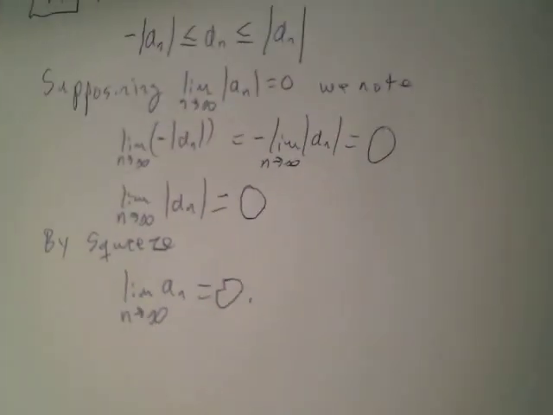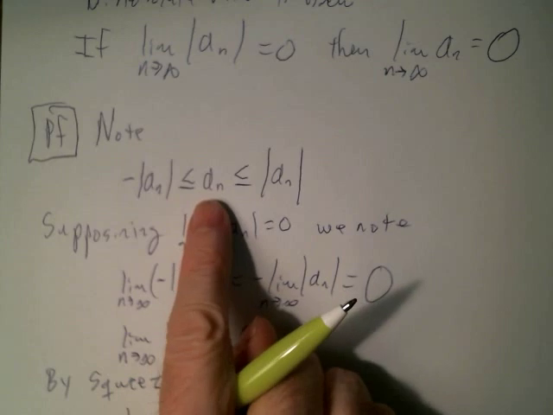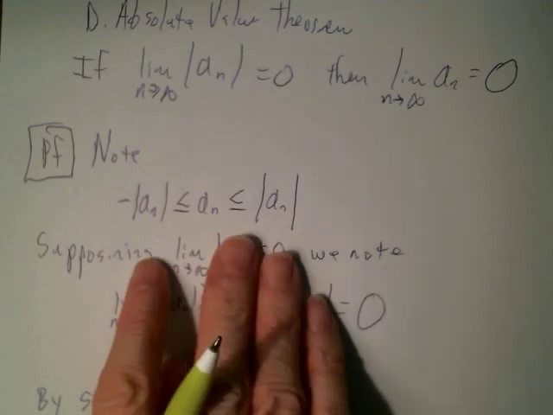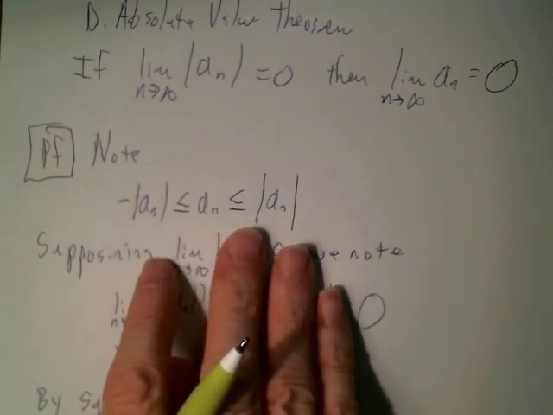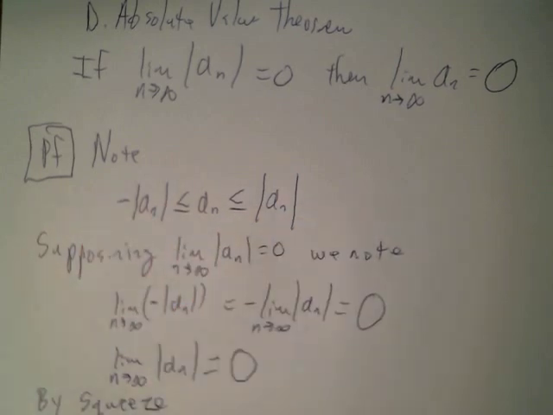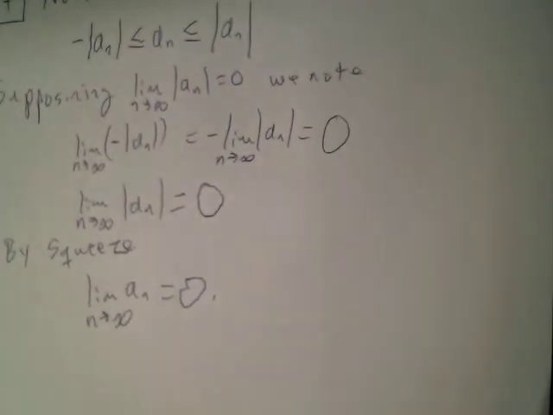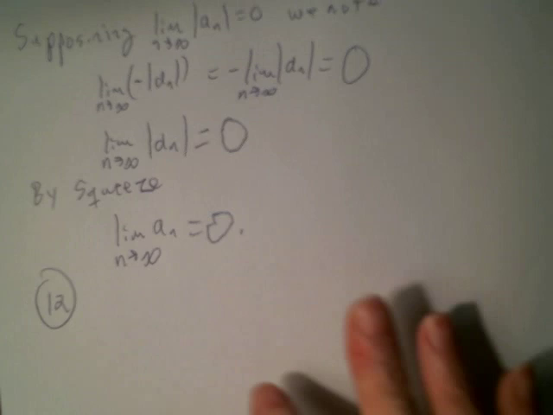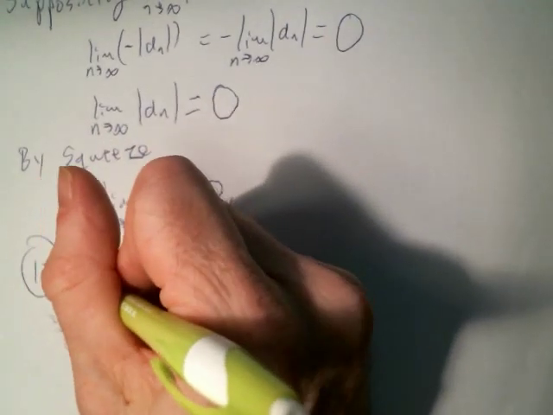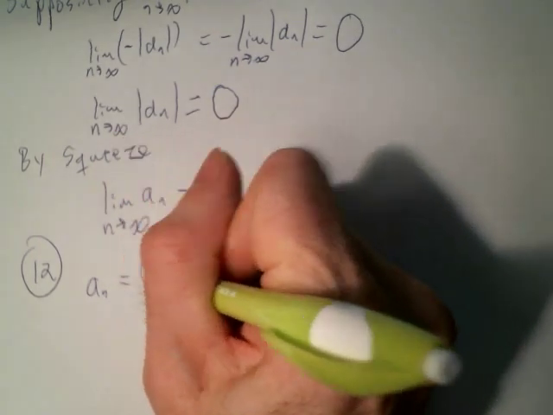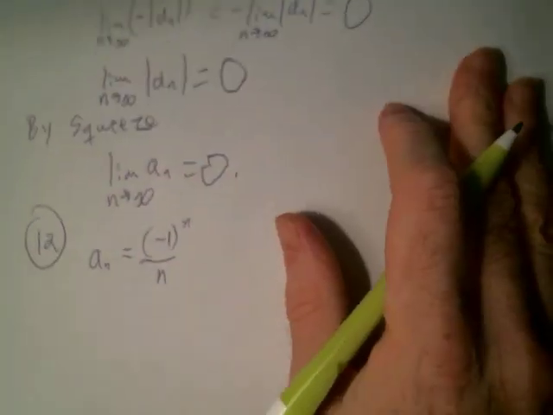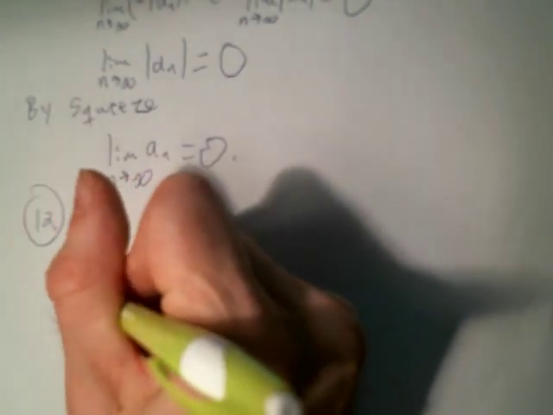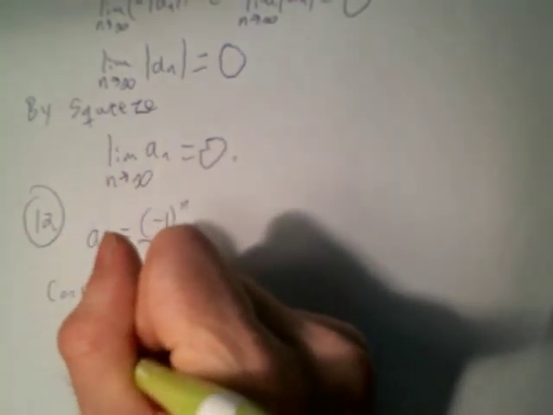Okay, so a clever little proof dependent on this fact. So this is like one of those gateway facts that you can use to unlock proofs. It reminds me of the fact that sine of n is in between -1 and 1. It's that same kind of idea. Okay, so let's look at number 12, where we apply the absolute value theorem. We want to know the limit of a sub n, which equals -1 to the n all over n. So we can consider then the absolute value of that expression, the absolute value of a sub n.